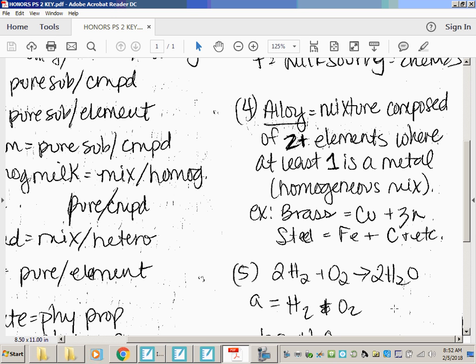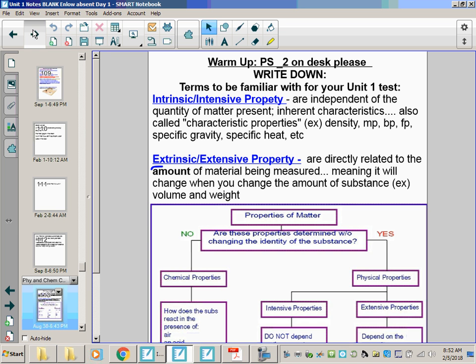Turn, tell your partner next door which alloy you chose. If you didn't choose it, all right, and come back to me.